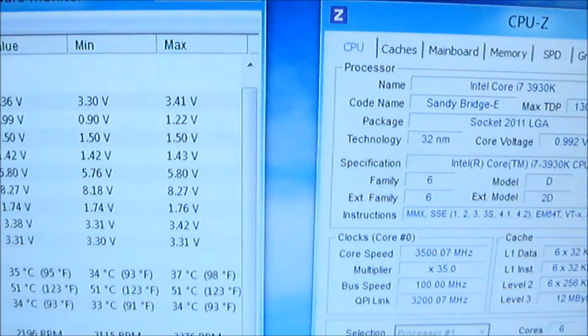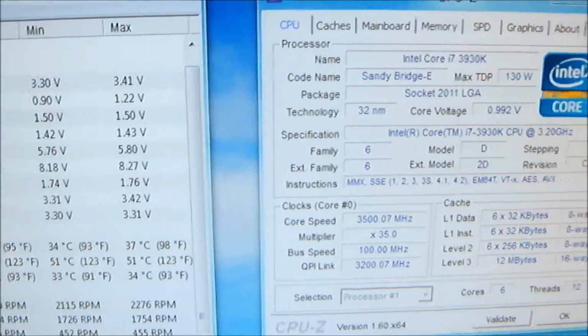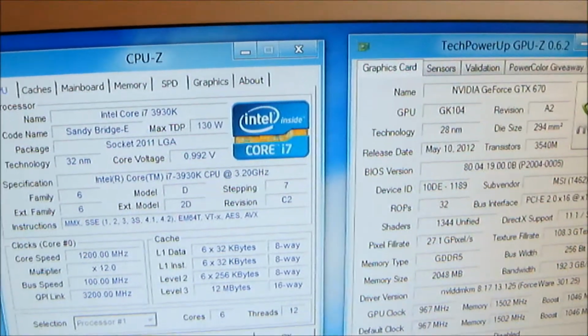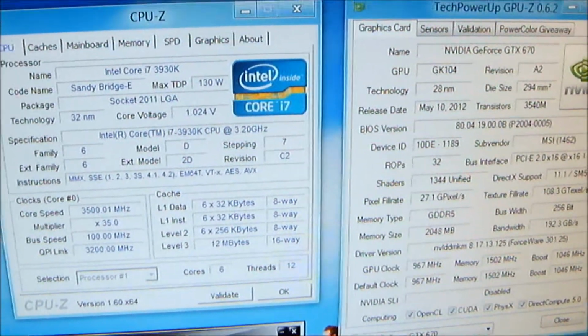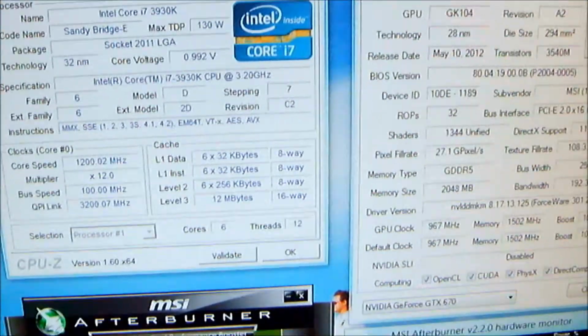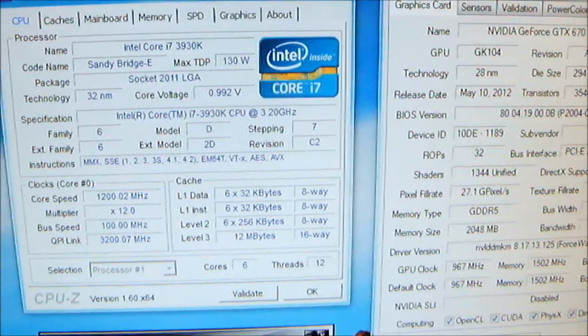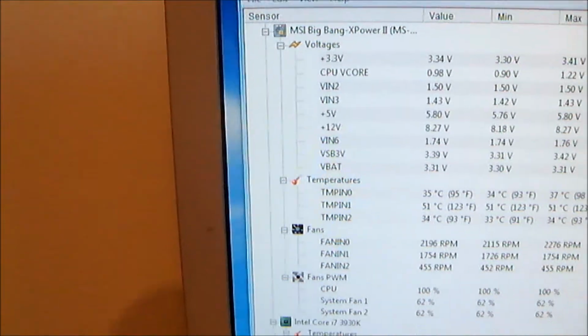We've got an Intel i7 with Sandybridge-E, featuring the new 670 GeForce, running unfortunately at PCI Express 2, even though we're on a Sandybridge Express. We've got Big Bang XPower 2 built in.